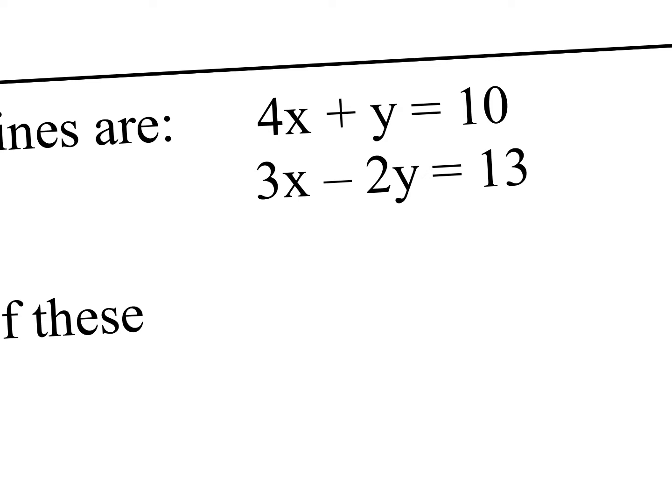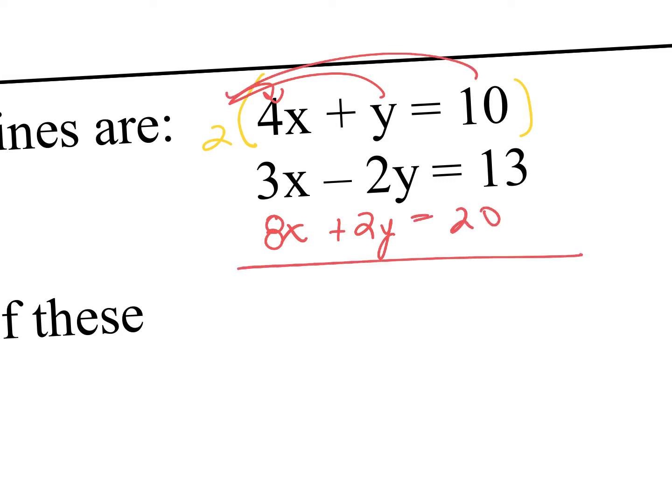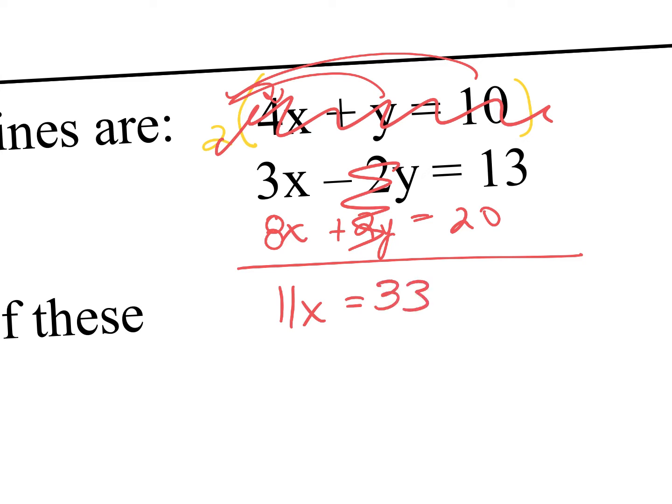If I multiply this whole top equation by 2, everything, this becomes 8x, 2 times y becomes positive 2y, and on the other side of the equal sign, 2 times 10 equals 20. Do you guys see now how your y variables can cancel out because you have a positive 2y and a negative 2y, right? So now we combine them. What's 3 plus 8? 11. So I have 11x, this cancels out, equals, what's 20 plus 13? 33. Now what do I do? Divide by 11, and x equals 3.